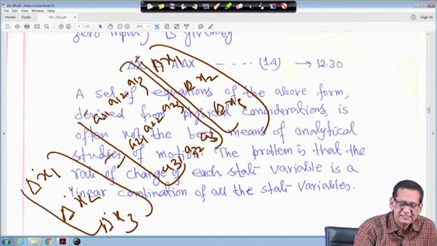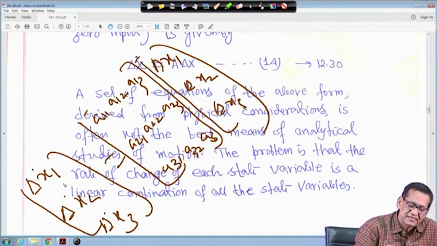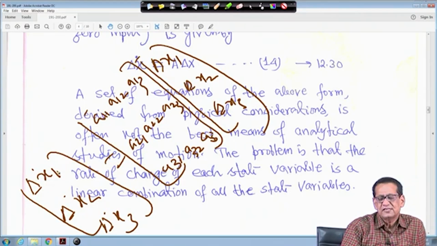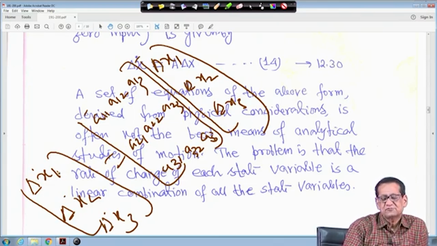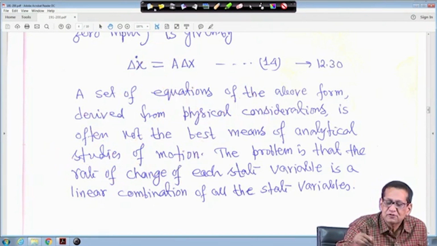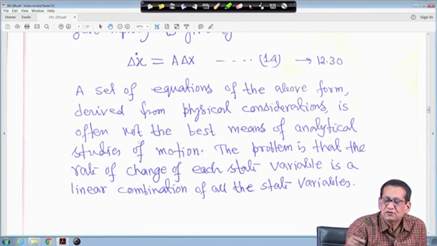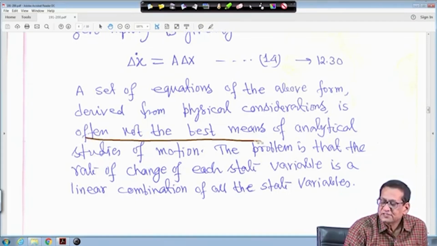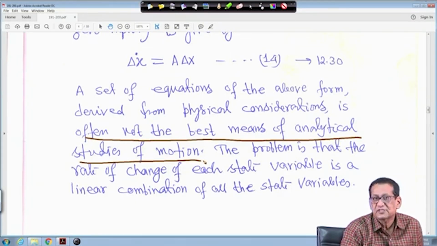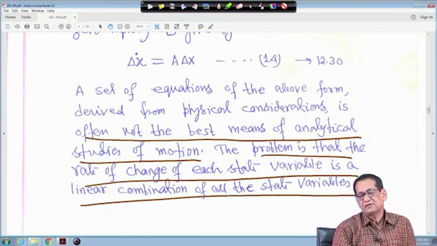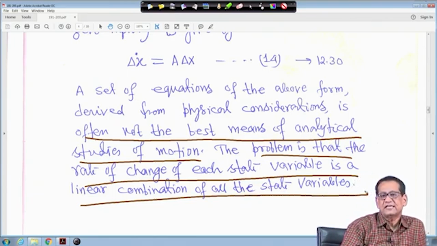That means these state variables are coupled. For example, on the left hand side, delta x1 dot is also related, apart from delta x1, to delta x2 and delta x3. So, that is why it is often not the best means for analytical studies of motion. So, the problem is that the rate of change of each state variable is a linear combination of the state variables, that is delta x1 dot, delta x2 dot, like this.